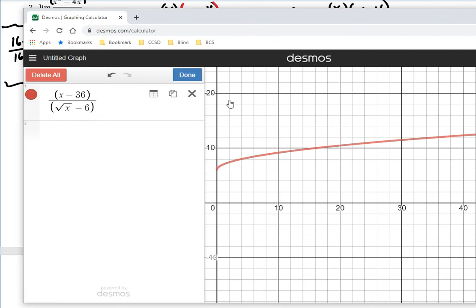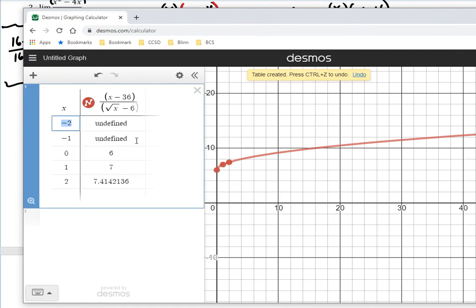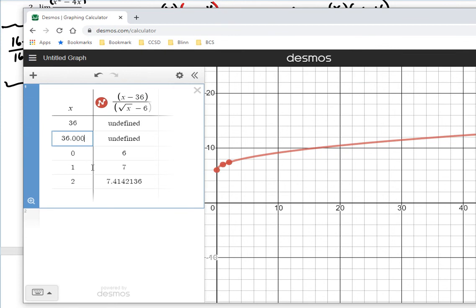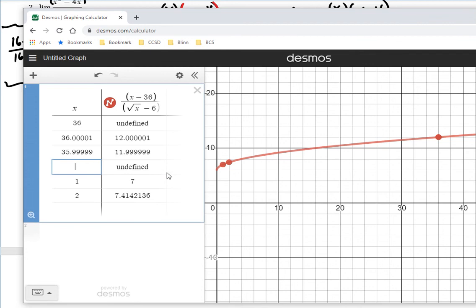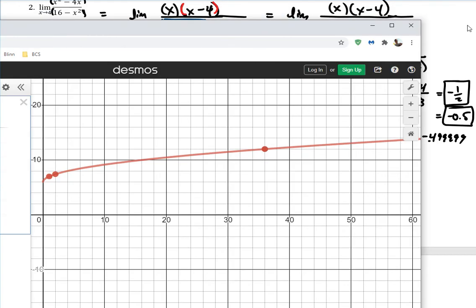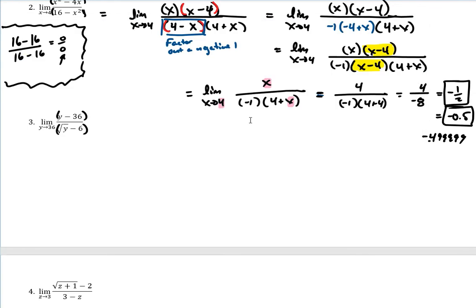You could also, again, use the table function. Just type in 36 to see it's undefined, and then something that's very close to 36, like 36.0001. And notice it's about 12. And then maybe slightly left of it, 35.99999. Yep, looks very close to 12. Okay, so that's what it looks like just using the calculator. It looks like our answer is 12. But to verify, let's go ahead and do this one by hand as well.